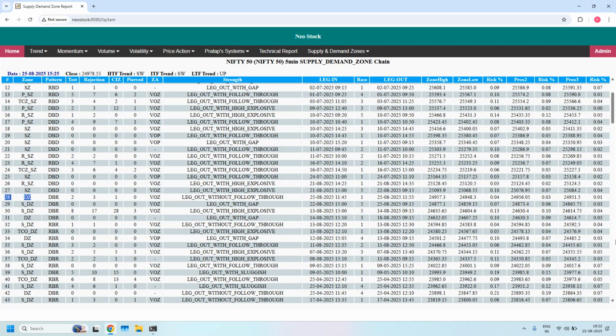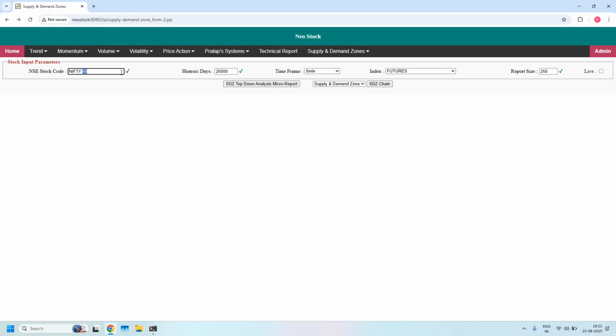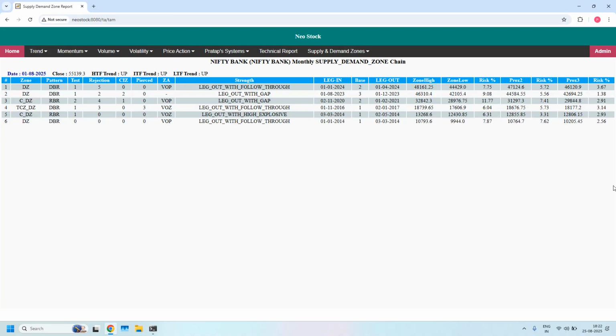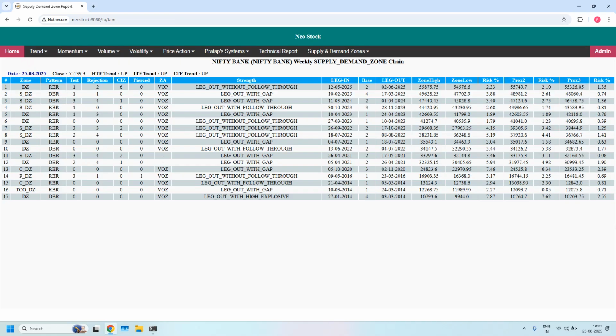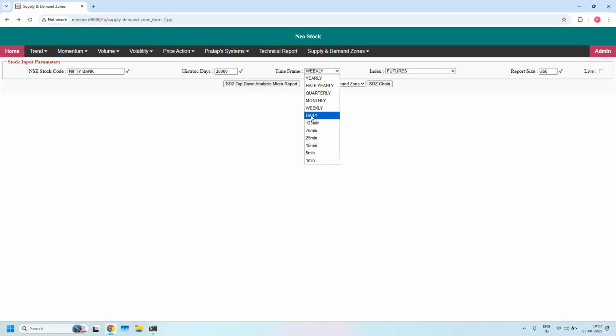Next, I will generate Bank Nifty supply demand zone chain reports. So I'm going back, changing the name to Nifty Bank. That is nothing but Bank Nifty. Then generating monthly supply demand zone chain for Bank Nifty. Next, generating weekly supply demand zone chain for Bank Nifty. Next, generating daily supply demand zone chain for Bank Nifty.